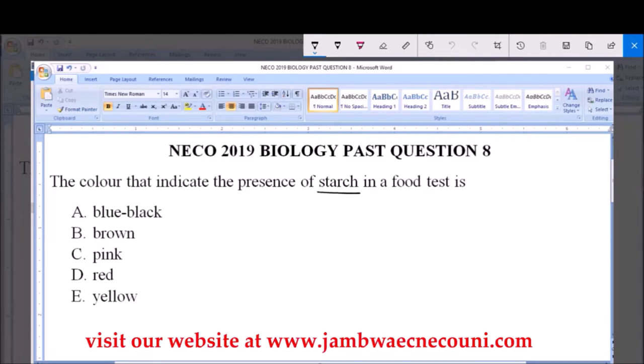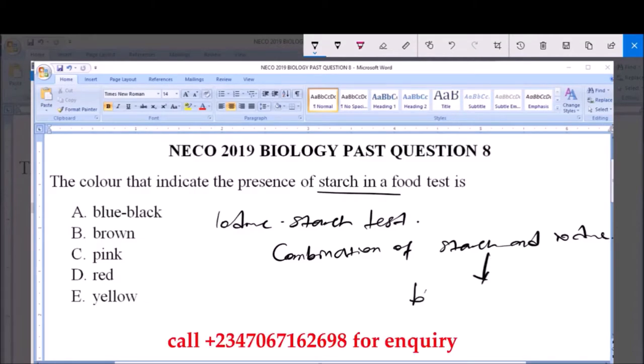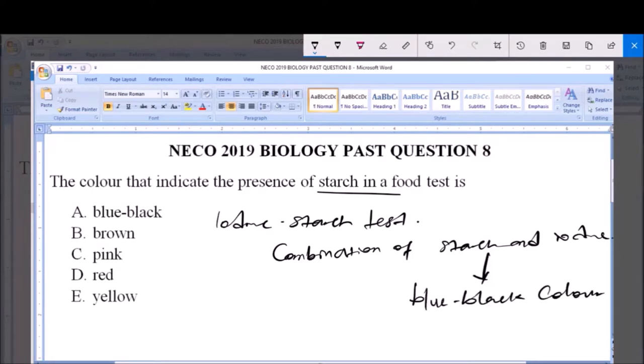Now, to test for starch in a food, we use the iodine starch test. The iodine starch test is used to test for starch in a food, and this is done by a chemical reaction involving the combination of starch and iodine. Now, when you combine starch and iodine, there will be a resulting blue-black coloration. So, a blue-black color will be seen. And this is a test for starch. It proves that starch is present in that food. So the answer to this question is option A. Blue-black is the color that indicates the presence of starch in the food when the iodine starch test is used.